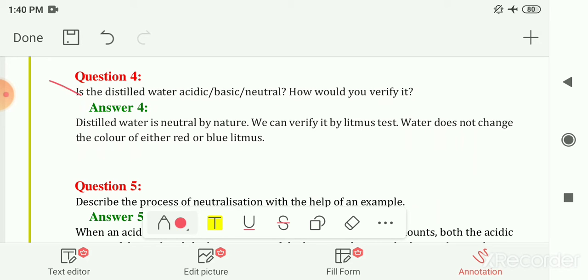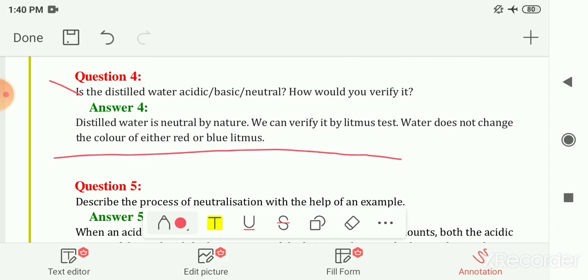Is distilled water acidic, basic or neutral? How would you verify it? What is the nature of distilled water? We had seen what distilled water is. It is the pure water we get by evaporation and then condensation of water. So pure water is known as distilled water. Now what is the nature of this distilled water and how can you find its nature?